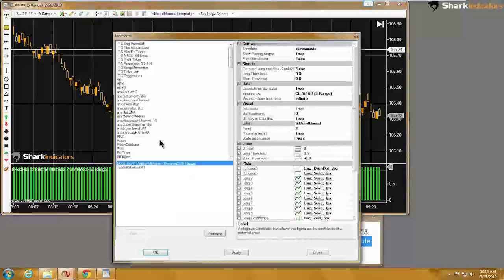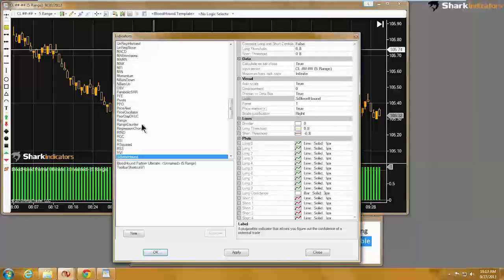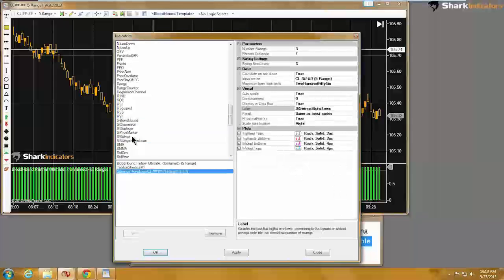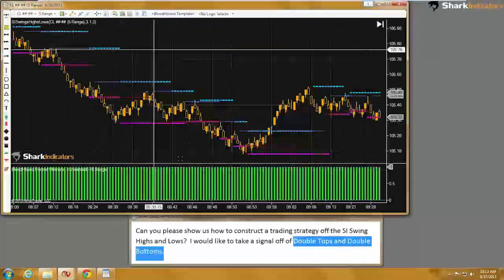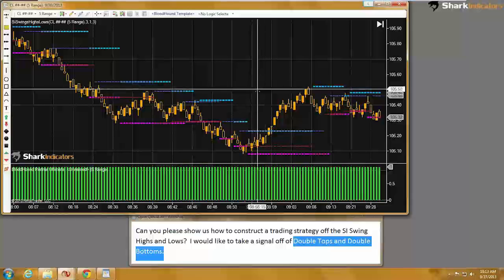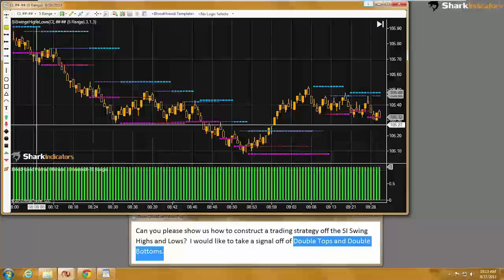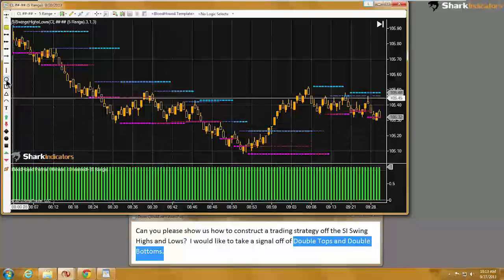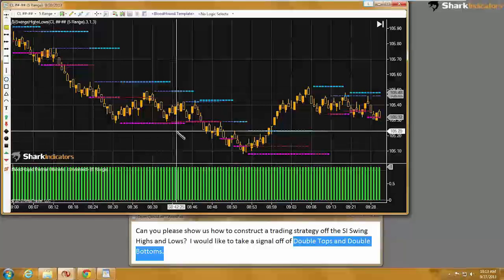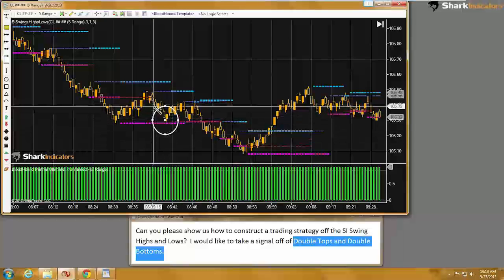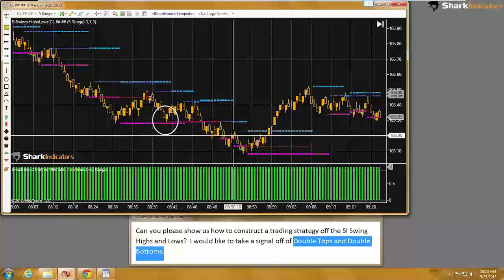The first thing I'll do is put the SiSwingsHighsLows on here. I'll just use the default settings. And oh, good, it looks like I lucked out, and I already have something to work with. So we'll see if we can detect this double bottom right there.